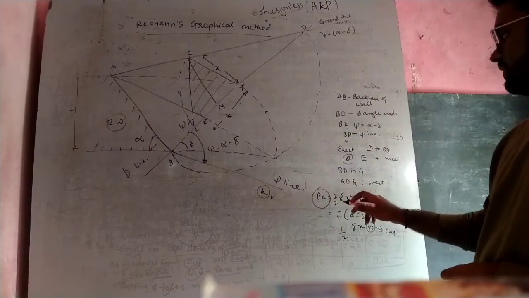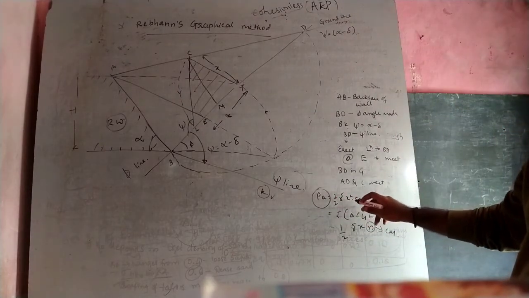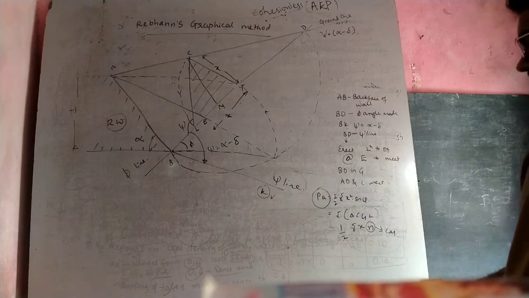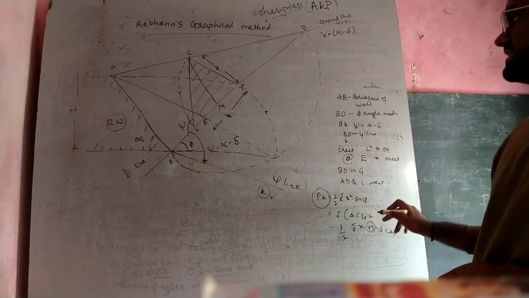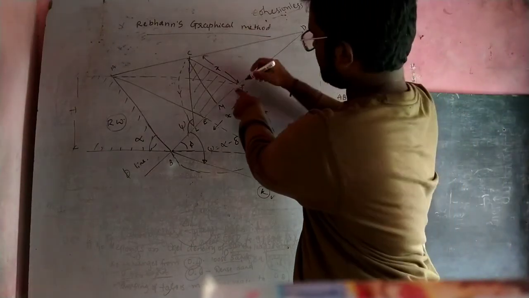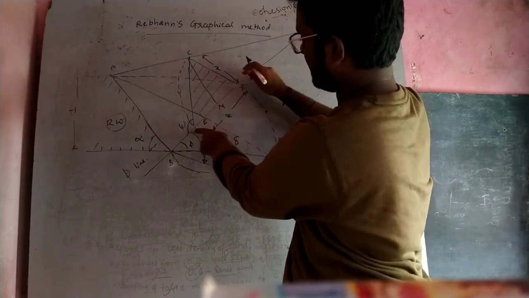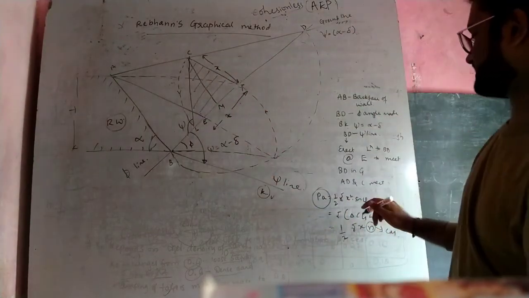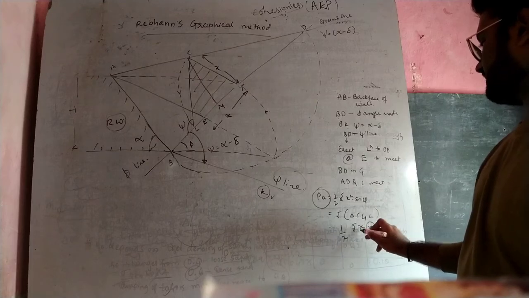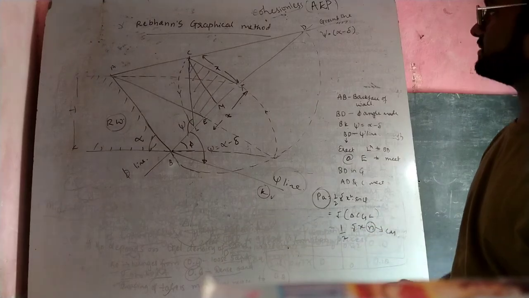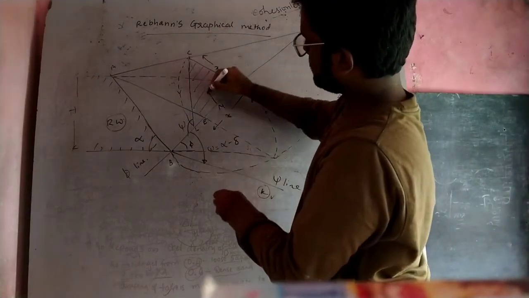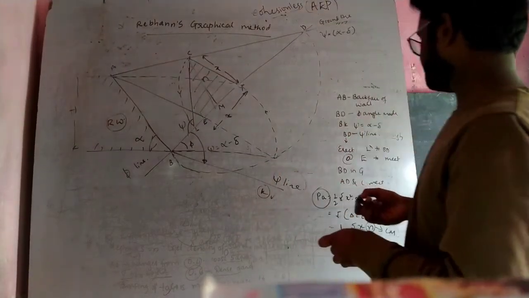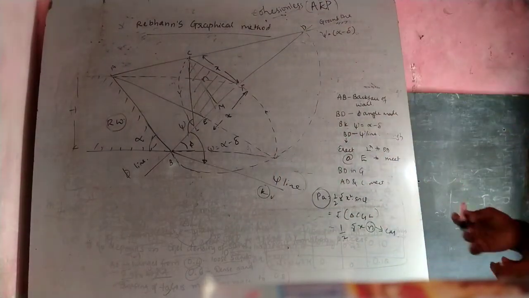Pa is equal to half into gamma into x square into sine psi. Gamma into CGL, so this CG and L. This triangle's area is what you have considered here. So gamma x into n, where n is nothing but the line CM. This is called N. So this is the Rebhann's graphical method.